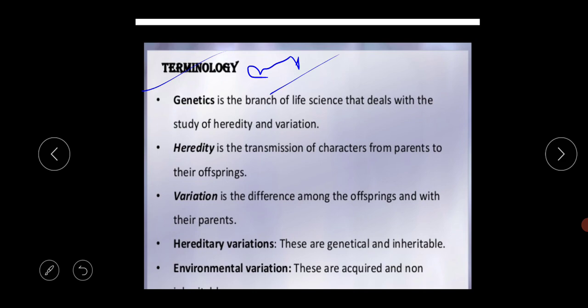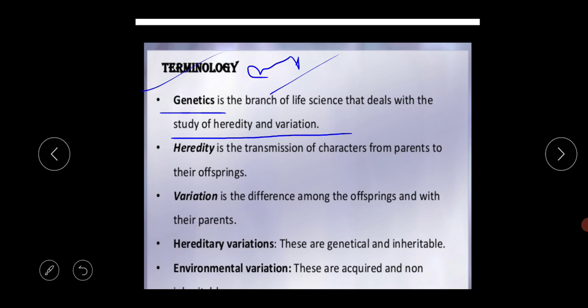So the first thing is, what is the meaning of genetics? I have already discussed that genetics is the branch of life science that deals with the study of heredity and variation. I am repeating again, genetics is the branch of life science which deals with the study of heredity and variation. This is a very important thing.